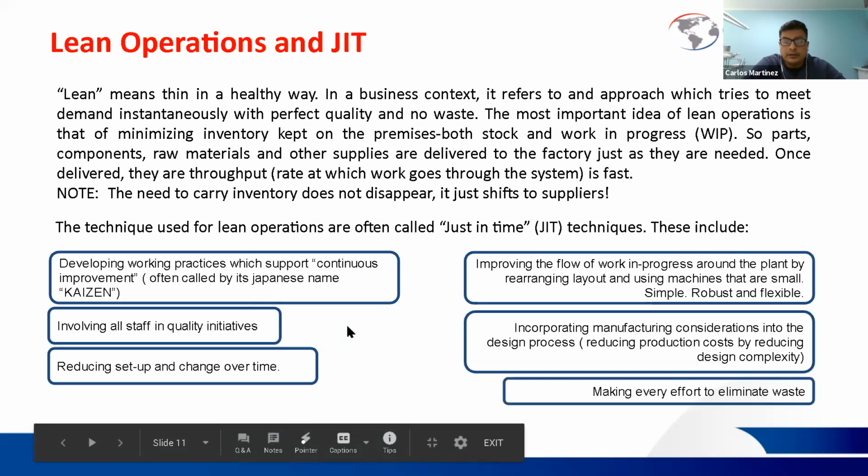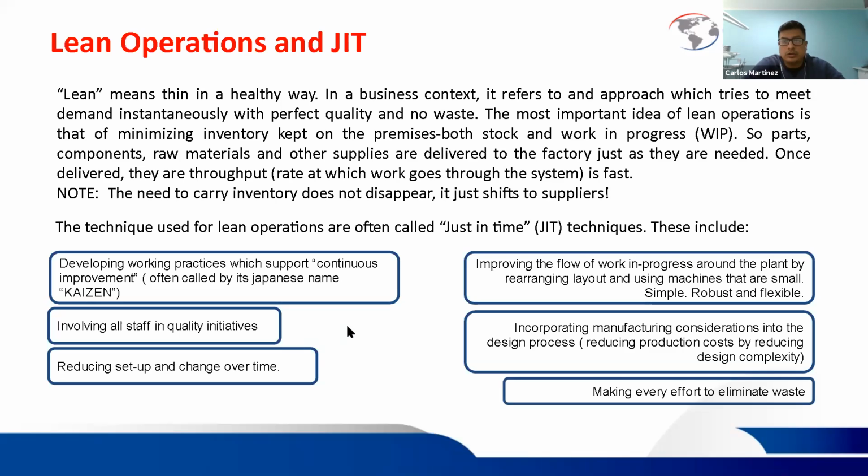And finally is making every effort to eliminate waste. The less waste that we have, the less money that we're going to lose. Sorry about being redundant. Because the more that we can take advantage of everything that we have, the more profit that we're going to have. So this is what comes to mind when we talk about lean operations or JIT. We want to do the best in the least time possible, with minimal waste. Sometimes waste is inevitable, but we need to keep it at a minimum. Very good.